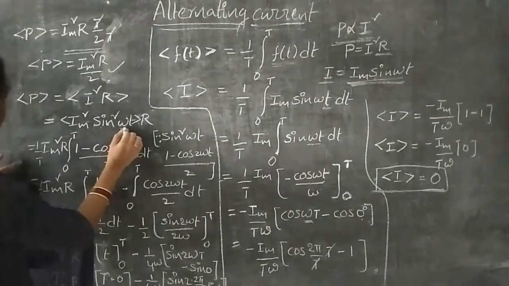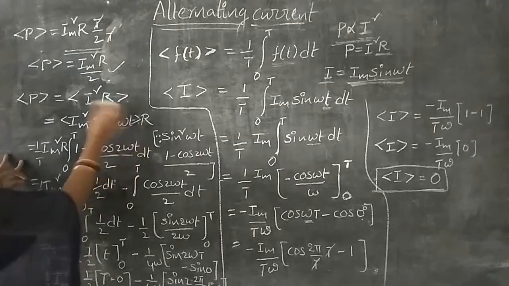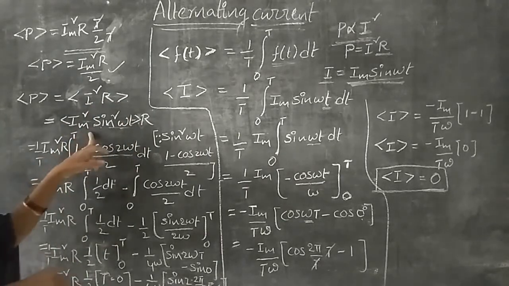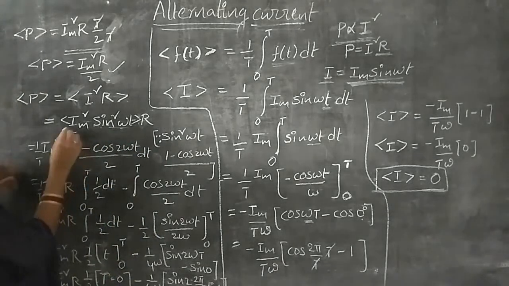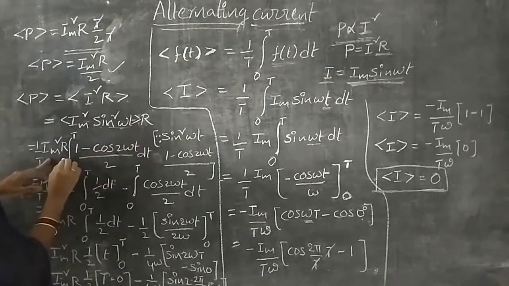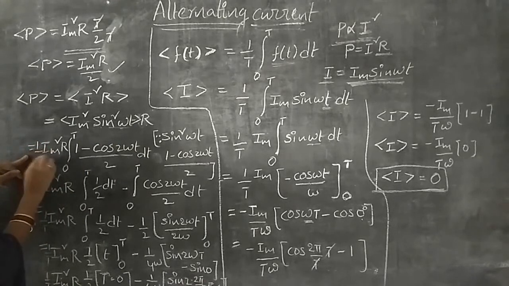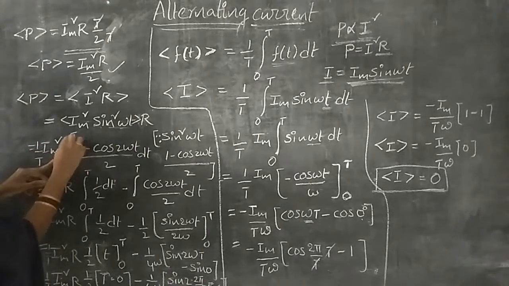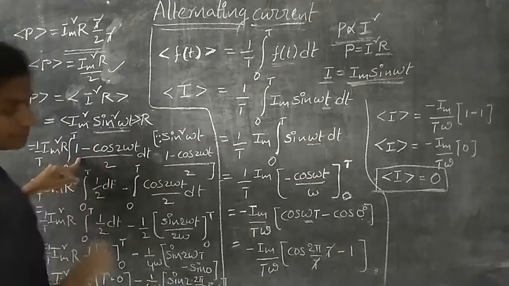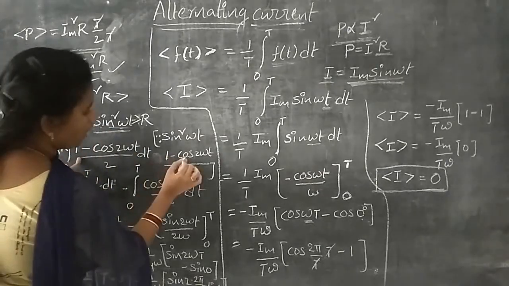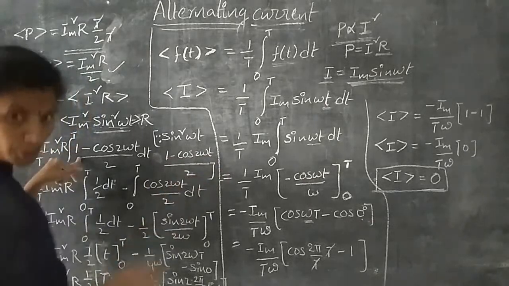Suppose this is the function. First of all, we have to calculate, for one complete oscillation, how it varies from 0 to T: 1 upon T Im square R, integral from 0 to T of sin square omega t, which can be written as 1 minus cos 2 omega t by 2.